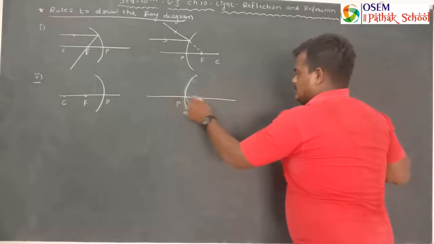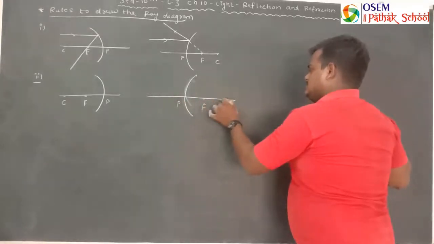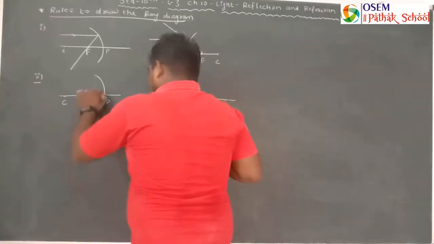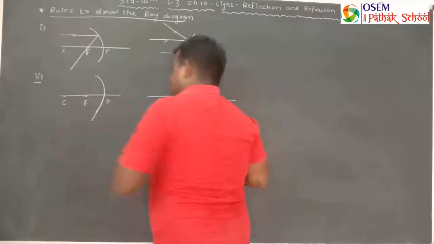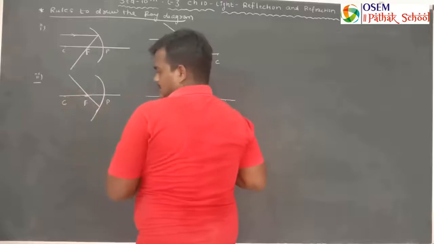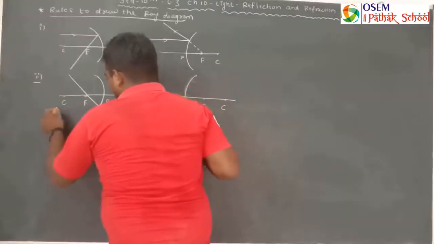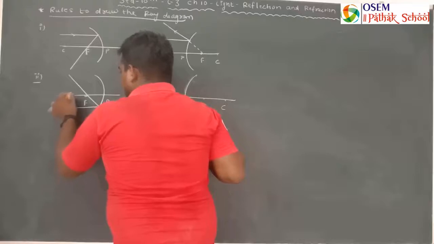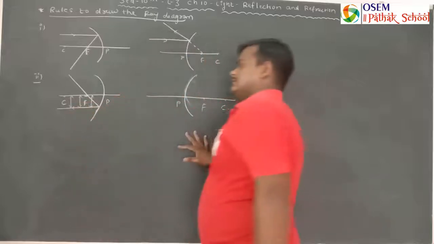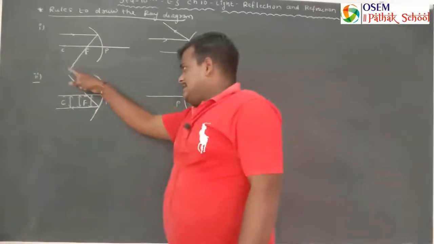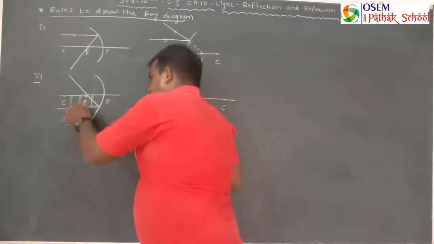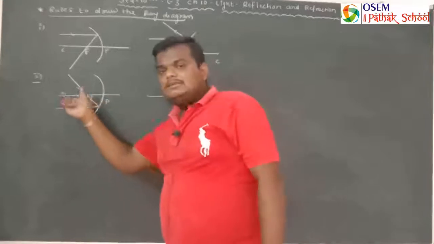This is P, this is F, and this is C. So for this rule, just summarize in this manner: the light ray which is passing through the principal focus, after being reflected, it becomes parallel to the principal axis. So इससे क्या हो जाएगा? Parallel. The light ray which is passing through the principal focus, after being reflected, it becomes parallel to the principal axis.